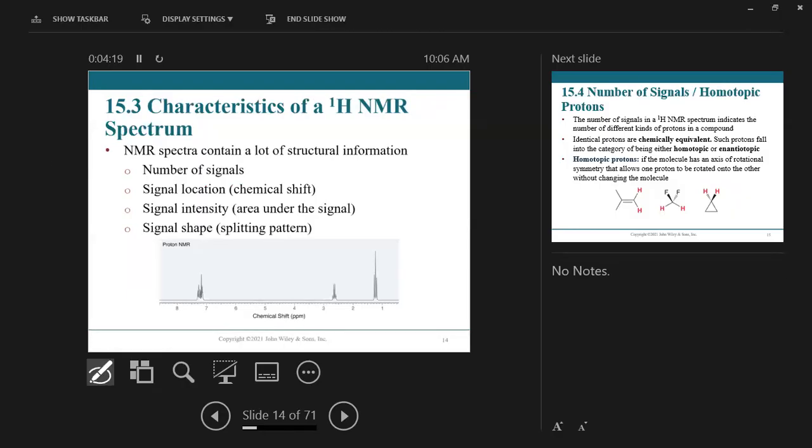So NMR spectra contain a lot of structural information. You want to look at the number of signals. The signal location can tell you maybe what kind of functional group you have, and signal intensity. You don't have to do this now, but you used to have to hand integrate this stuff. But again, a computer does that all for you now.